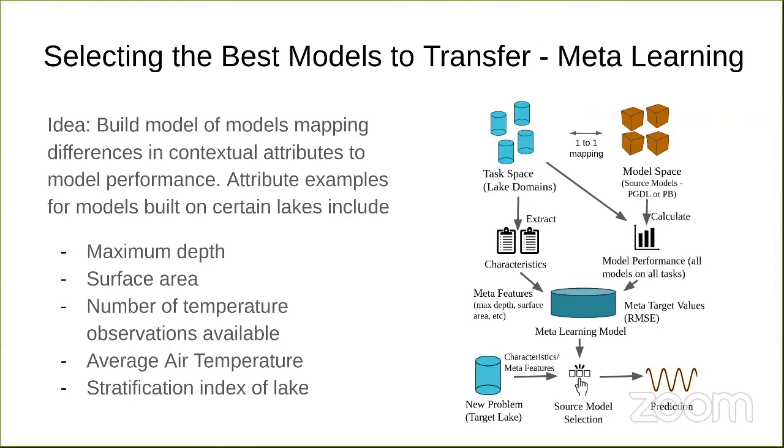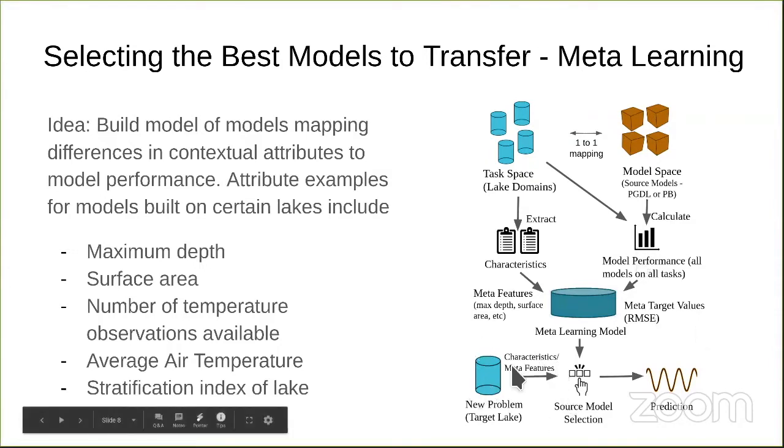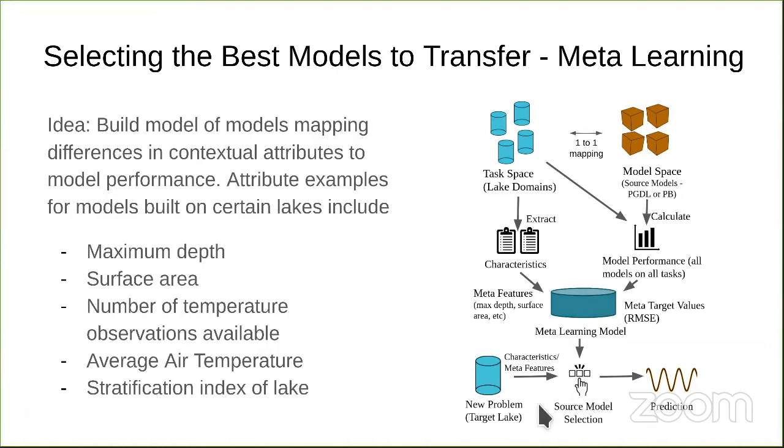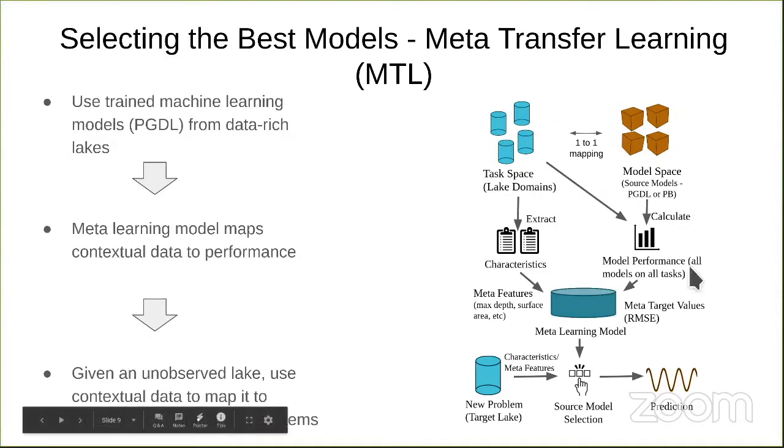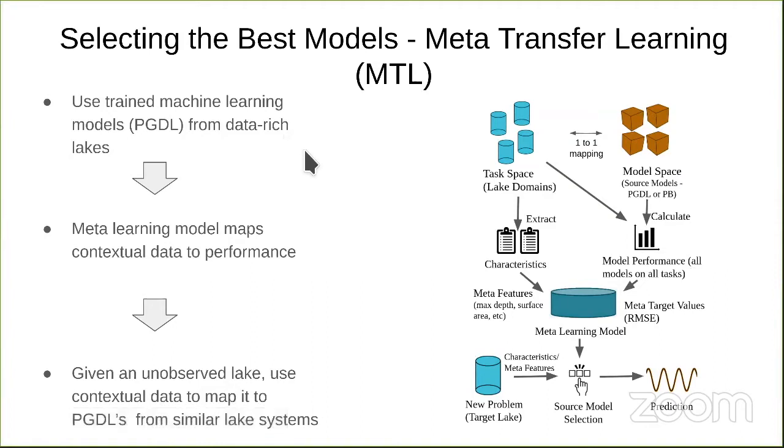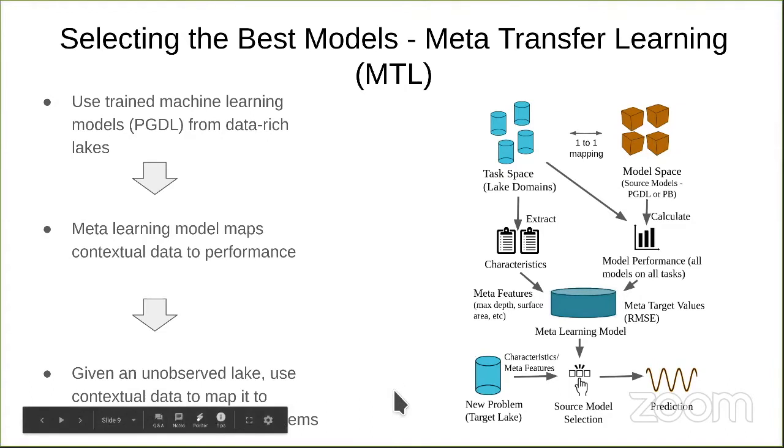So once the meta model is trained, given a new lake, you would use the lake characteristics of that lake to inform the meta model's prediction of which source models would be best transferred to that target lake. And more simply, just because this is a kind of complicated figure, we first use machine learning models, PGDL models, from data-rich lakes. The meta learning model maps contextual data to performance. And then given an unobserved lake, we use contextual data to map it to PGDLs from similar systems.